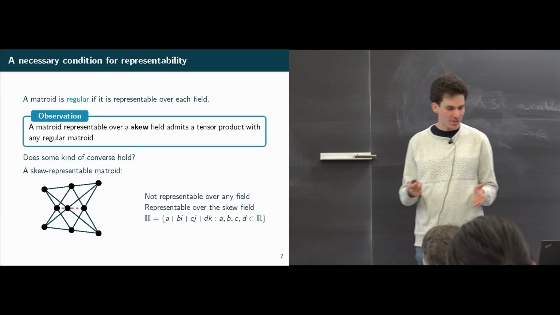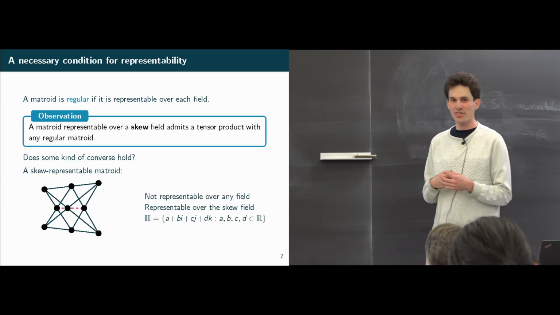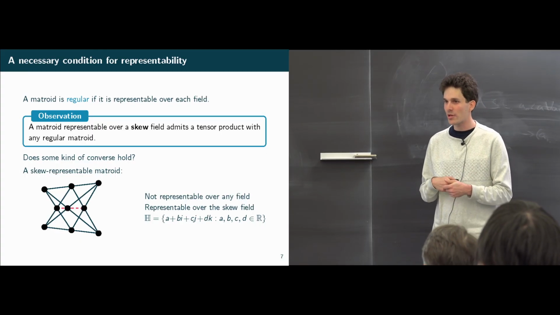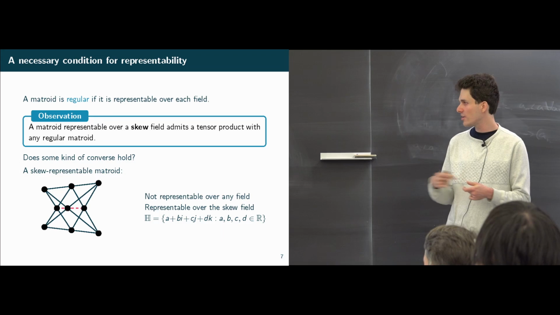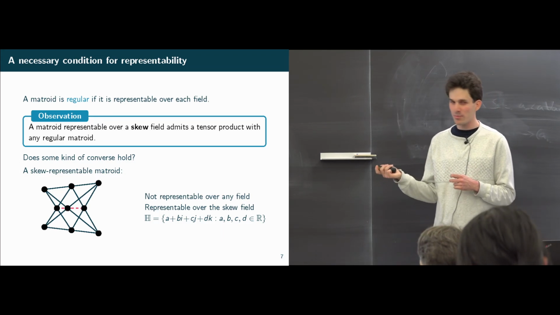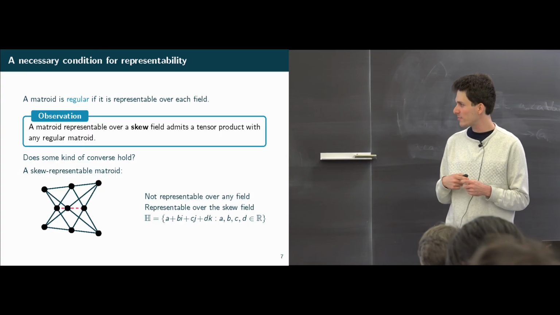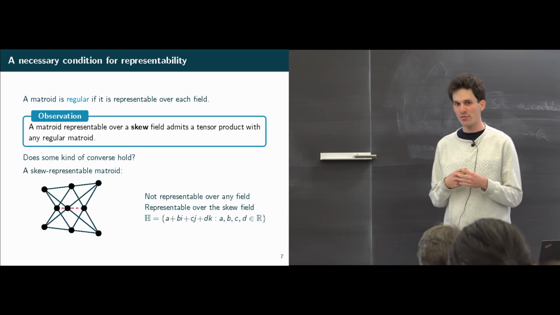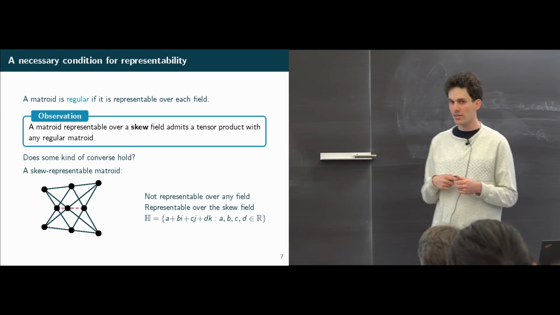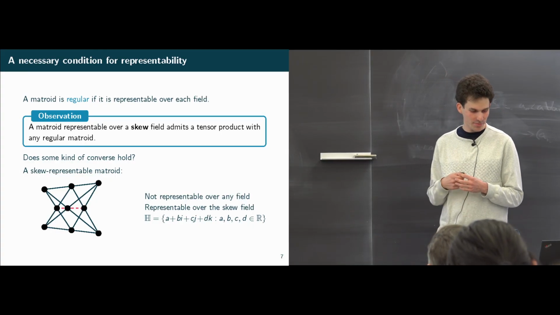Here's an example, just to get a bit more familiar with skew-representability. It is a broader class than matroids representable over a field. For example, we have this non-Pappus matroid, where from the Pappus configuration we remove one line. It is not representable over a field, but it is representable over the quaternions, which form a skew field.